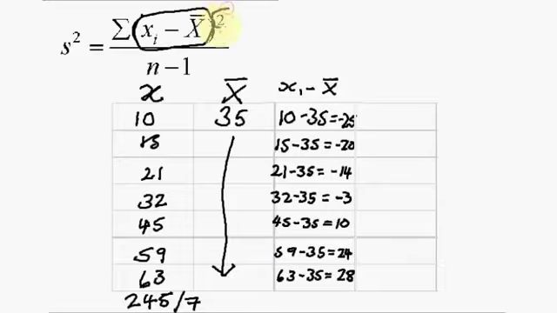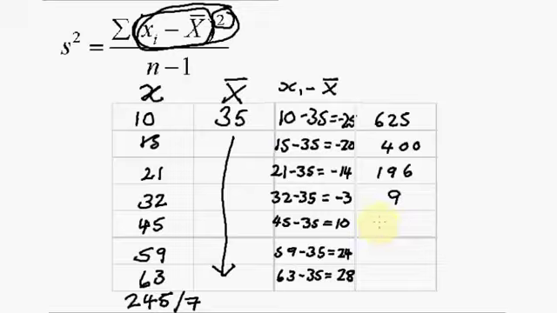The next part of the formula tells me I have to square those values. That's this entire part of the formula there. So all I do is square these values. Minus 25 times minus 25 is 625. That's 400. 14 times 14, 196. 3 times 3 is 9. We've got 100, 576, and 784.